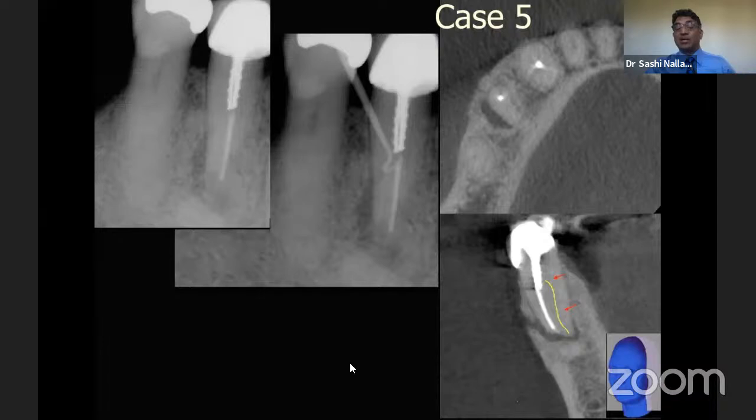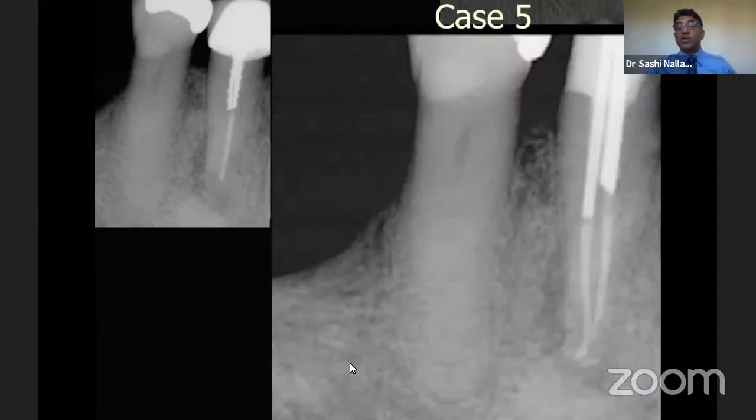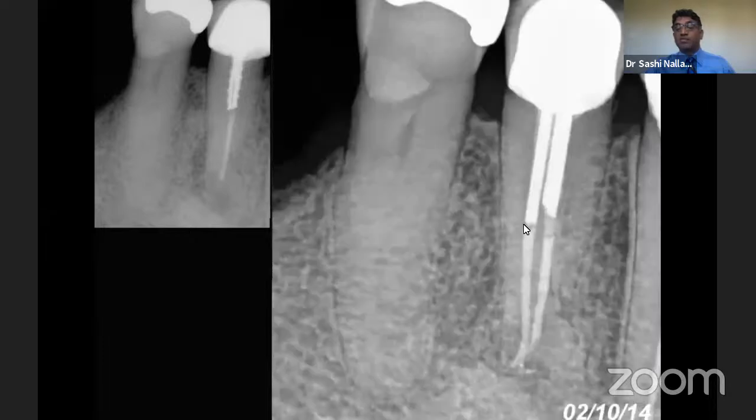So obviously with that knowledge now, I had to retreat it, and that's what I have done. Found the other canal and restored it. And then at 5 years, this tooth looked perfectly fine, doing very well, no issues. So once again, there could be an issue if we blindly believe that if there is a sinus tract heading to the base of the post, the tooth is cracked. We have to be careful, because in some instances it may not be the case.